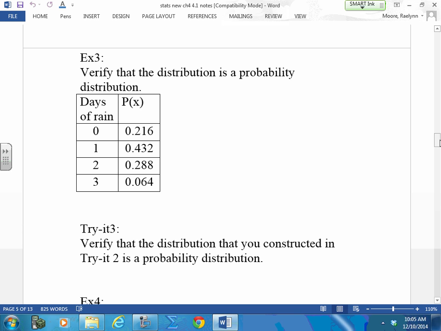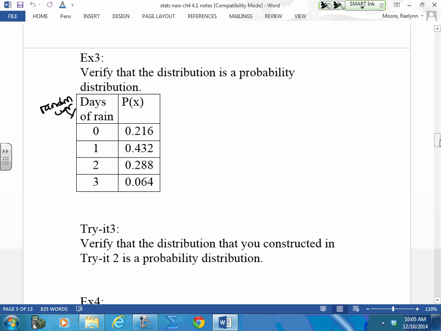Now, here's an example of a probability distribution. It has the random variable x. This is your random variable. And the days of rain can happen 0, 1, 2, 3. I could have 0 days, 1 day, 2 days, 3 days. Is this value continuous or discrete? Discrete. Okay, I'm just counting the days that it rained. So they come up with this probability distribution, and they say, verify that this is a probability distribution.